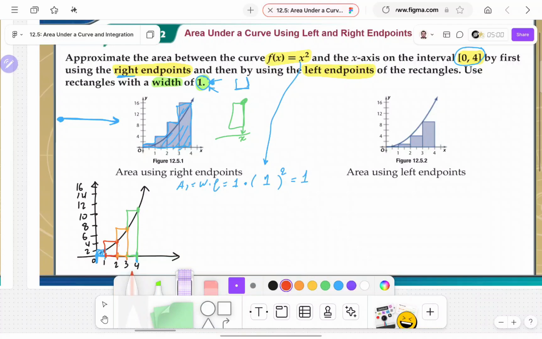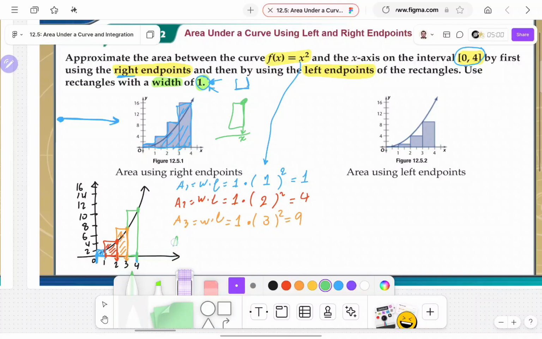Now let's find the area in the red color here. Area 2 equals width times length. The width is equal to 1, times, then we write the formula. What is the number here on the x-axis? It's equal to 2, so write 2. 2 squared is equal to 4. Now let's find area number 3, width times length. The width is always equal to 1, so 1 times 3 squared. Here we go down and check what the x is. It's equal to 3. So 3 squared is equal to 9.